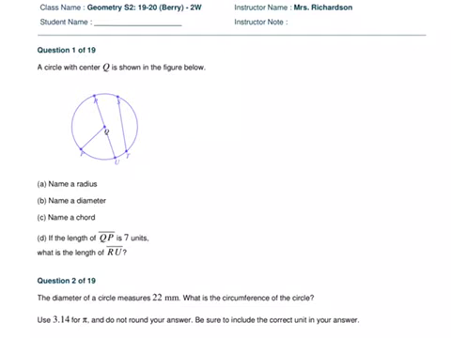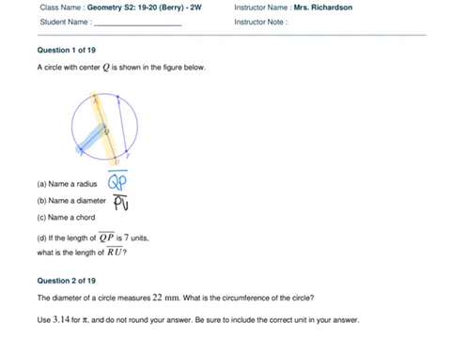Remember, a radius of a circle goes from the center of the circle to the outside. So one of the lines that goes from the center to the outside would be line segment QP. The diameter, remember, spans across the entire circle and goes through the center of the circle. So an example of the diameter would be P to U. So you would call that PU for the diameter.